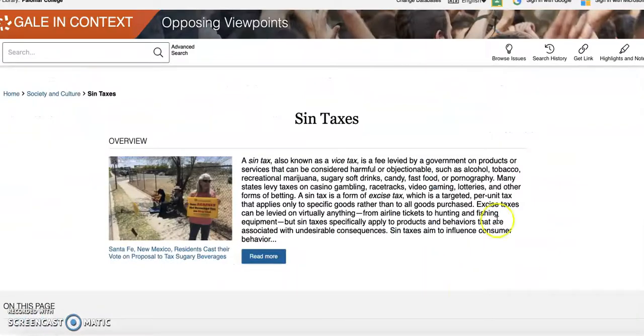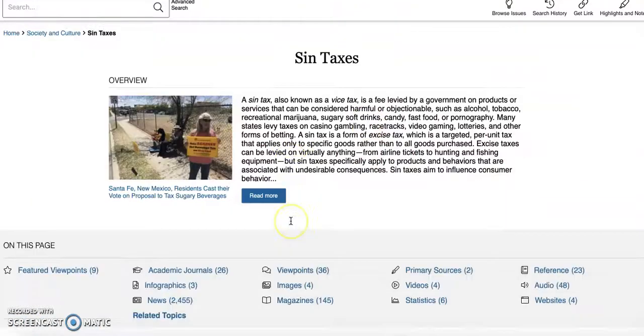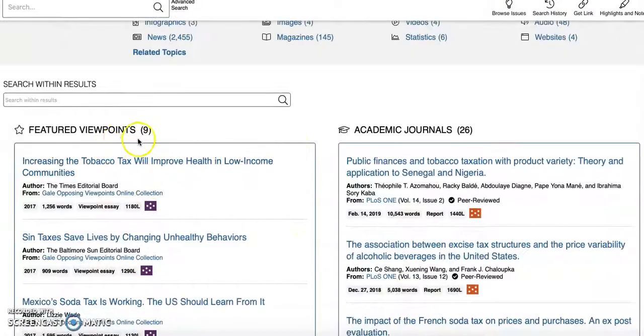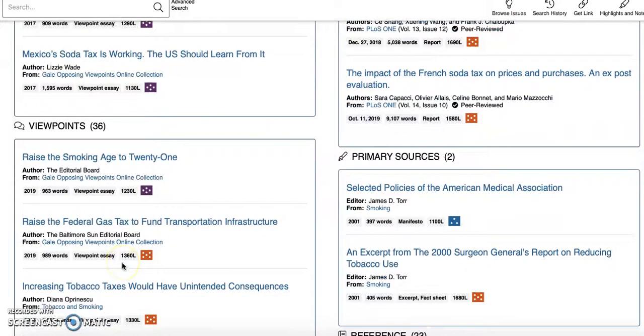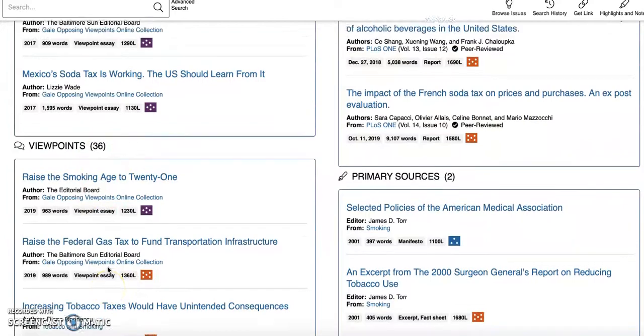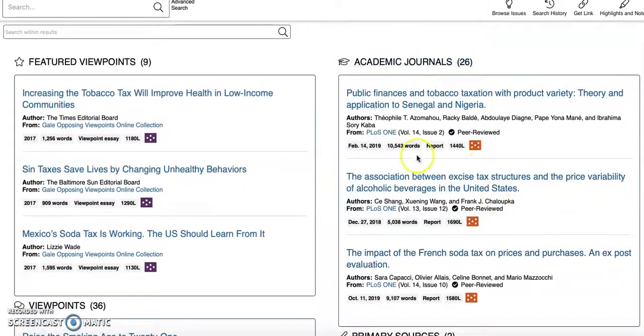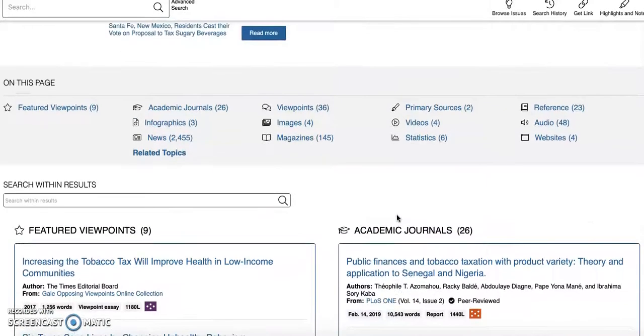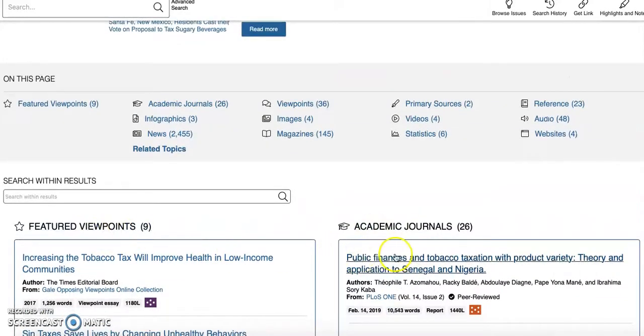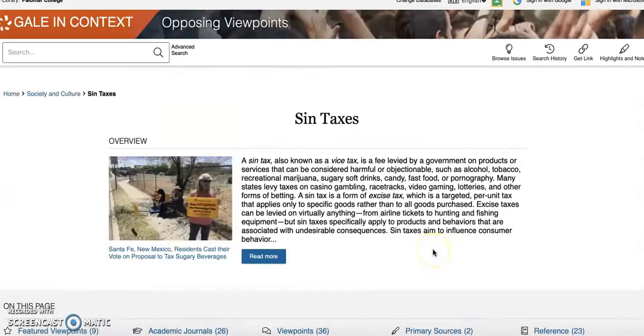So when you open up that particular topic, you're going to see that they've got 9 featured viewpoints here. They've collected a total of 36 different viewpoints. They have 26 different academic journals. Remember that this essay is going to require that you use 4 sources, and 1 needs to be an academic journal. So on this particular database, they organize them so it's really easy to identify where those academic journals are.